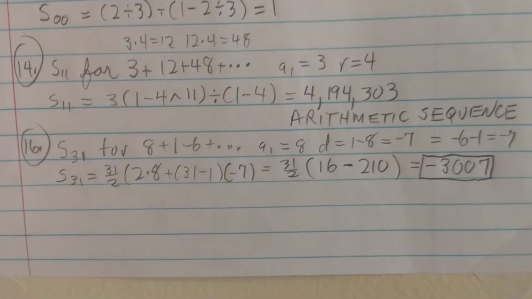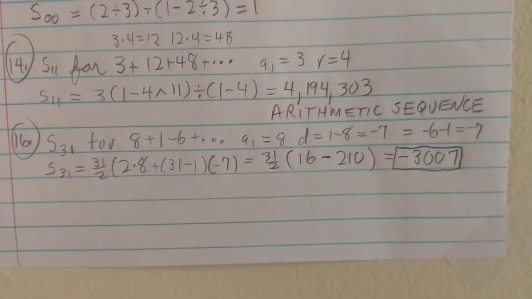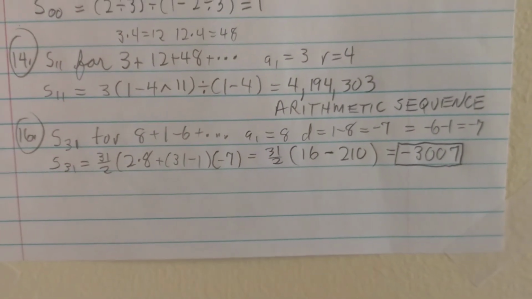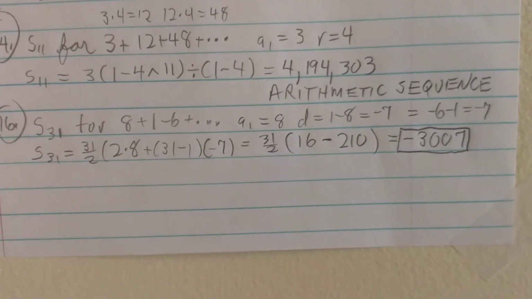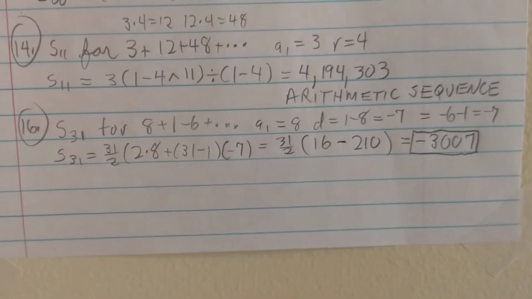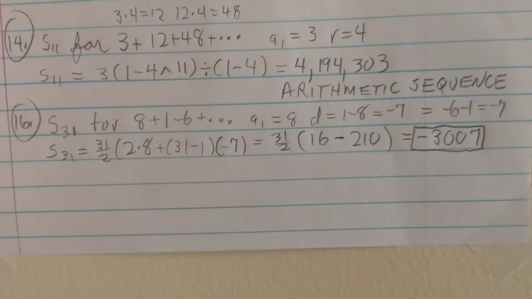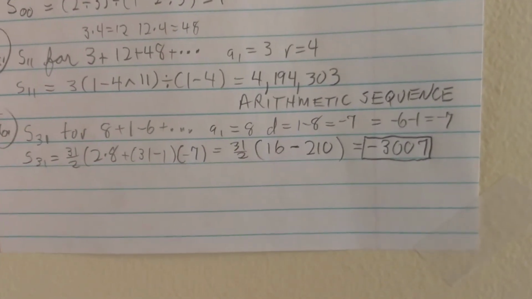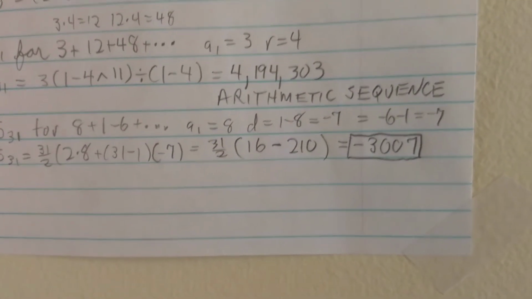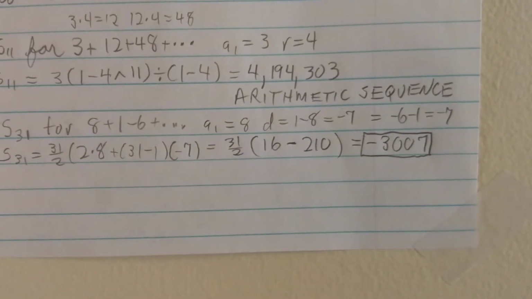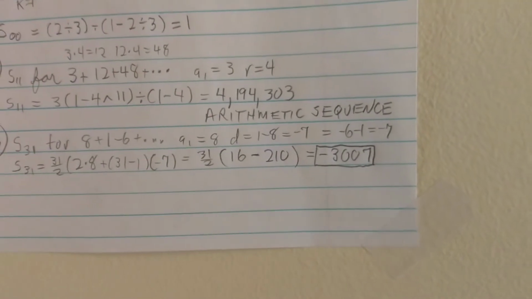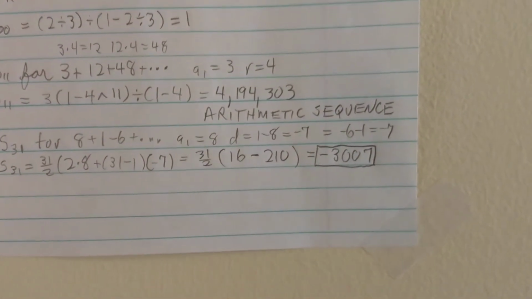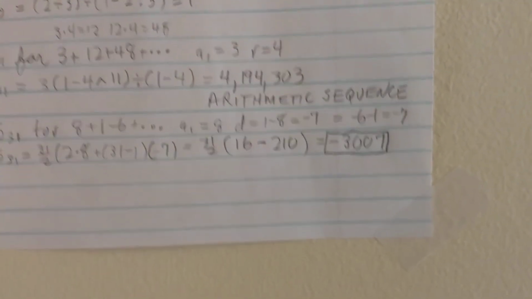Now this is going back to what we did in the last lesson yesterday. So S of 31 is n over 2, 31 over 2, 2 times the first term, 2 times 8, plus 31 minus 1 times negative 7. Or 31 over 2 times 16 plus 30 times negative 7, which is minus 210, or 31 divide 2, parentheses 16 minus 210.